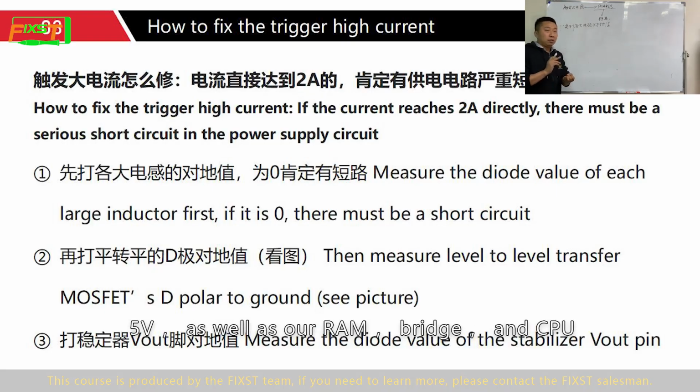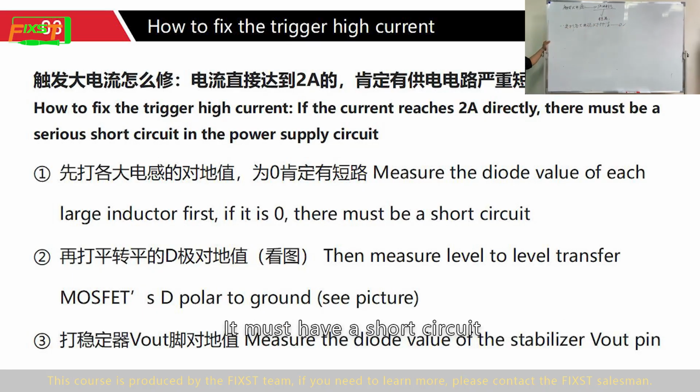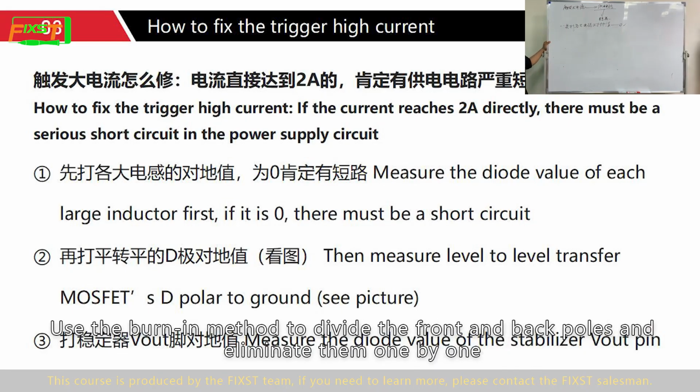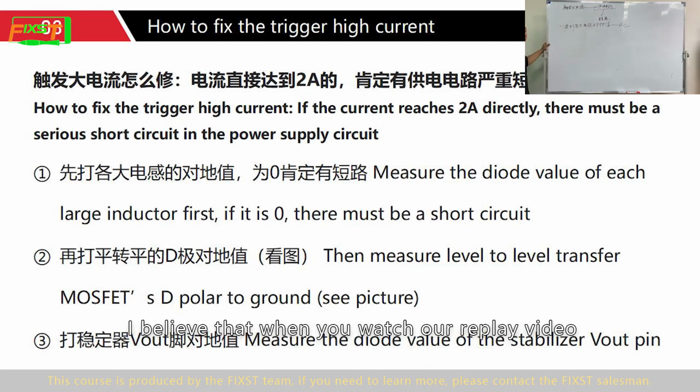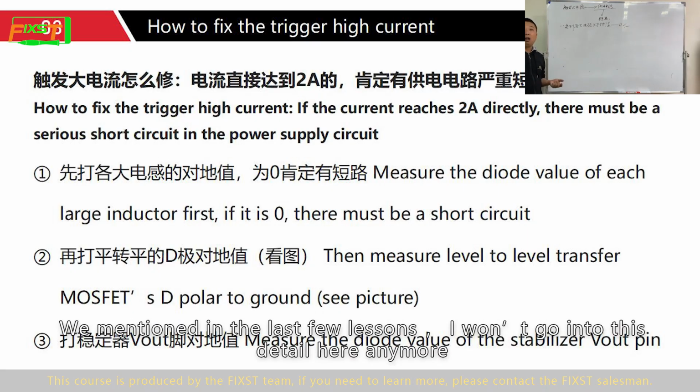5 volt as well as our RAM, bridge and CPU, we measured it all again. As long as we find that its diode value is 0, it must have a short circuit. Then when the diode value is 0, it is a short circuit. We have told you when we talked about the power supply circuit: use the burn-in method to divide the front and back poles and eliminate them one by one. It will be much easier. I believe that when you watch our replay video, you can also see how this short circuit is solved. We mentioned it in the last few lessons, so I won't go into this detail here anymore.